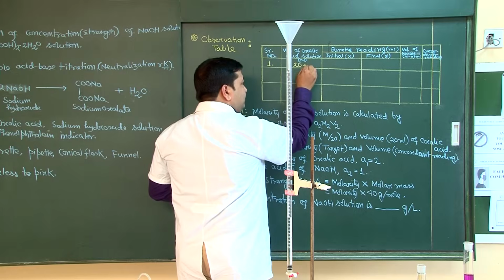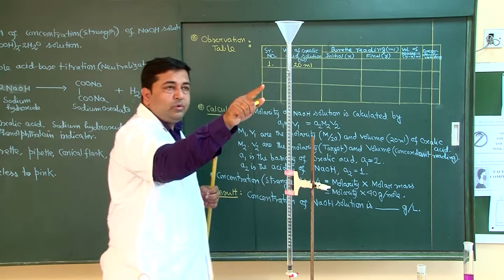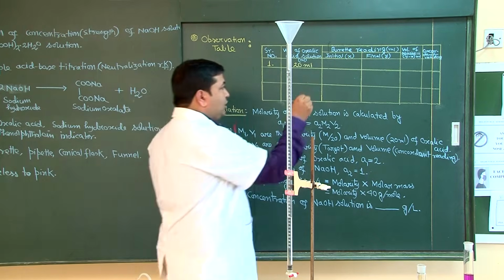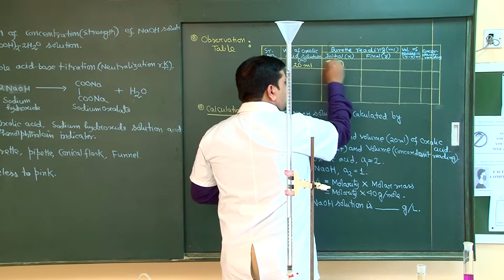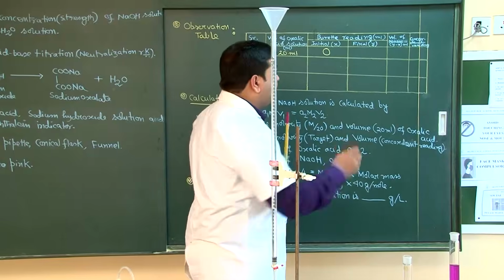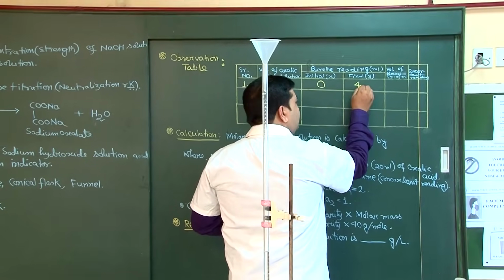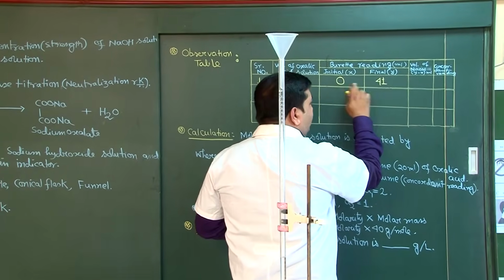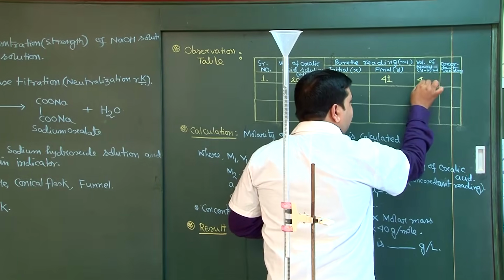Suppose in observation 1, what is the volume of oxalic acid? 20 ml. What is the burette reading? It is 0 ml, the initial value, and what is the final value? It is, you can see, 41 ml. So, what is the difference? 41 minus 0. What are you getting?